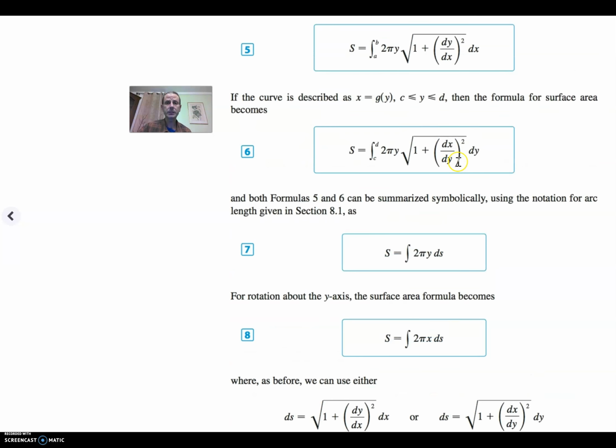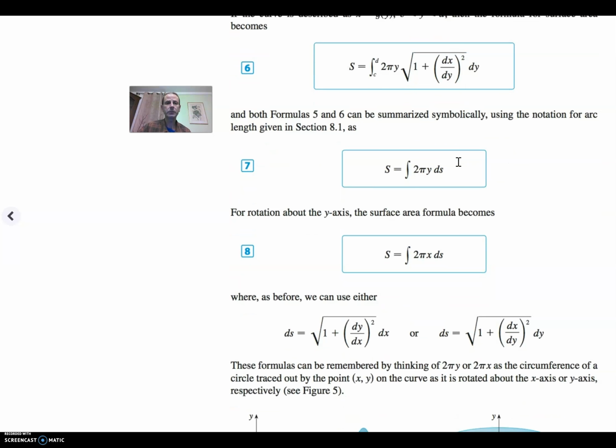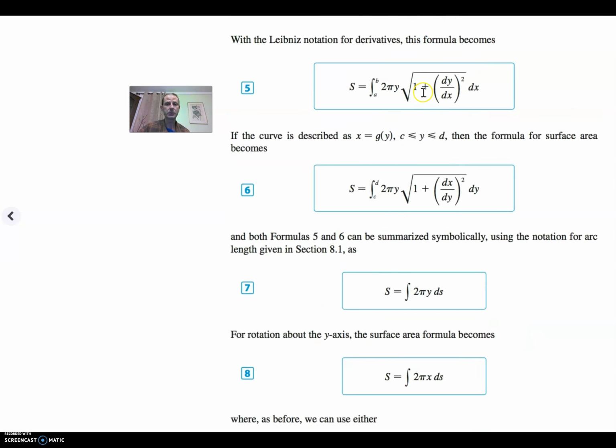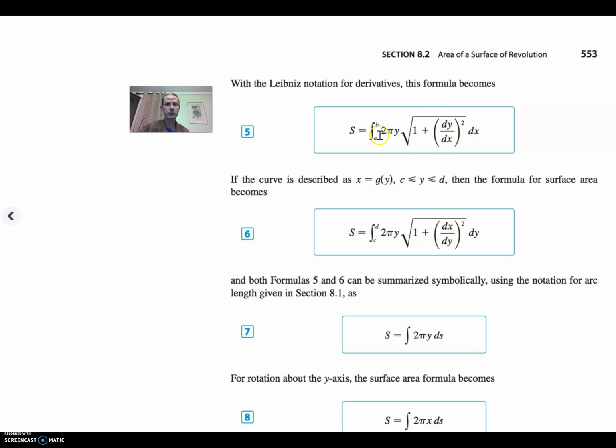For some very good reasons that you might not see until you're in Calc 3, they like to express this formula for the surface area in terms of Leibniz notation. So in terms of Leibniz notation, the surface area is going to be the integral from a to b of 2 pi y, because y is the f of x, times the square root of 1 plus dy dx quantity squared dx.